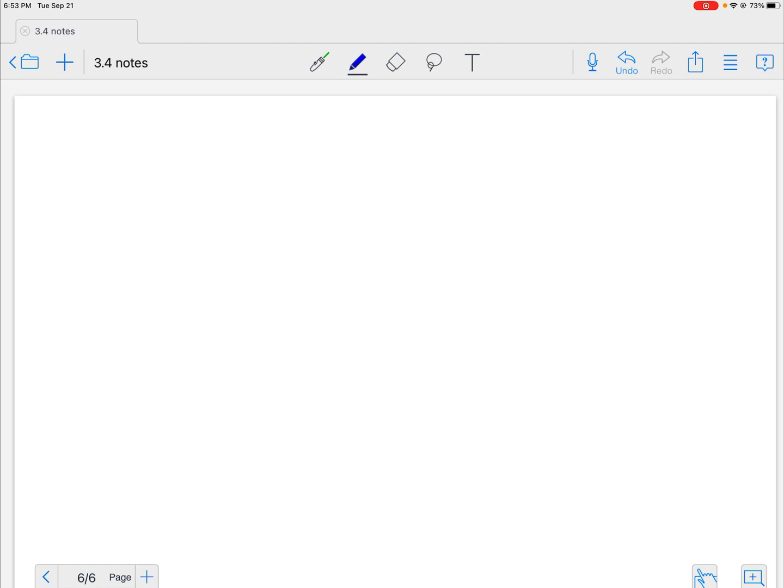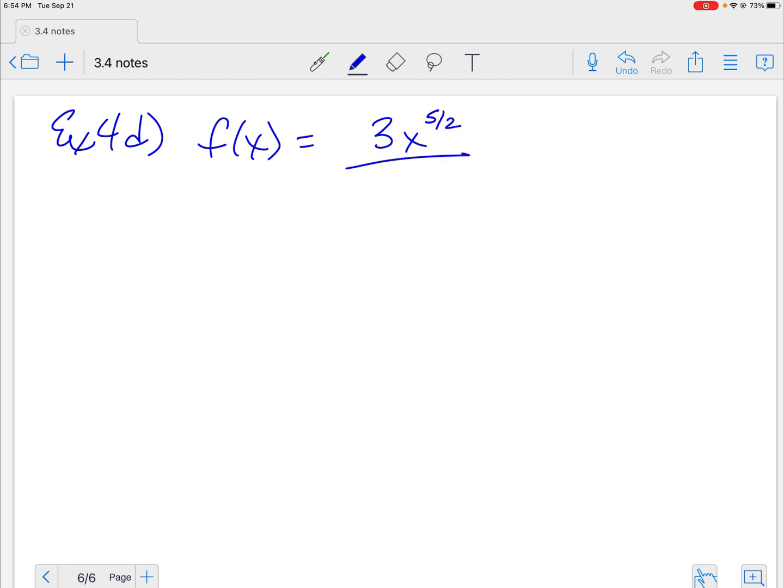Okay, let's do another one. I told you we're going to practice, and practice some more. Take some derivatives. That's how we get good at them. 3x to the 5 halves over 2x squared plus 4.